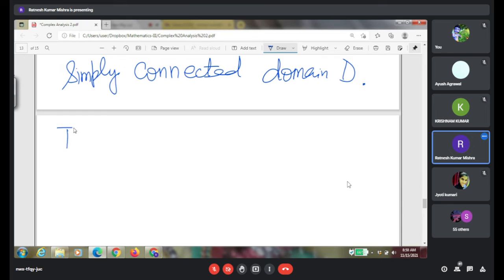Then the integration over C, this is the symbol for closed, of f(z) dz is equal to 0.